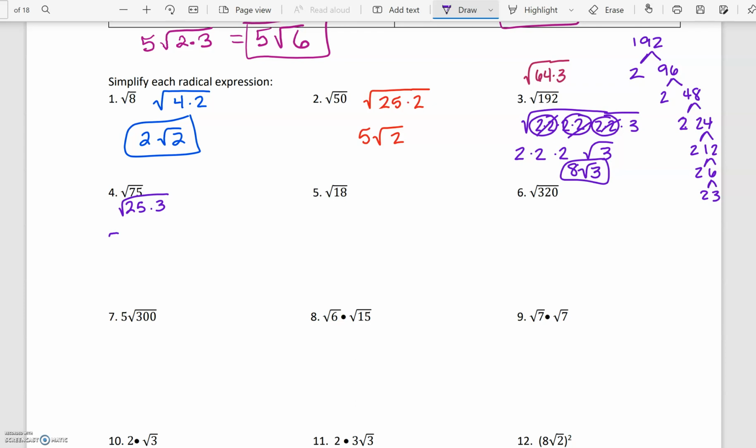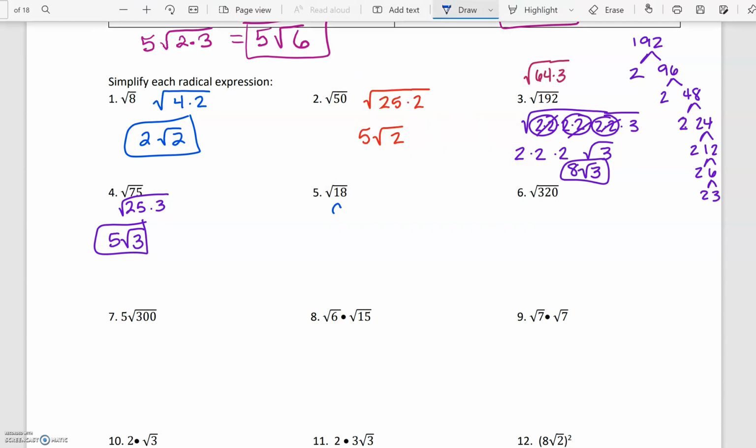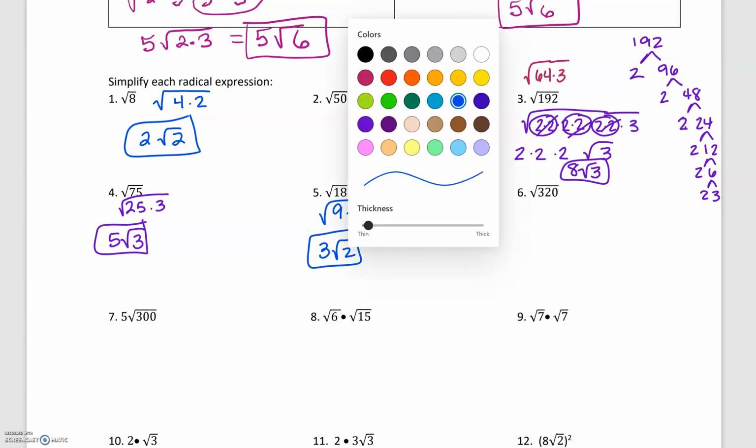25 gets to come out as 5, 3 stays home. 18 would be 9 and 2. 9 gets to come out, 2 has to stay home. So if you can get the biggest perfect square, a lot of times it is bigger, or it's quicker.